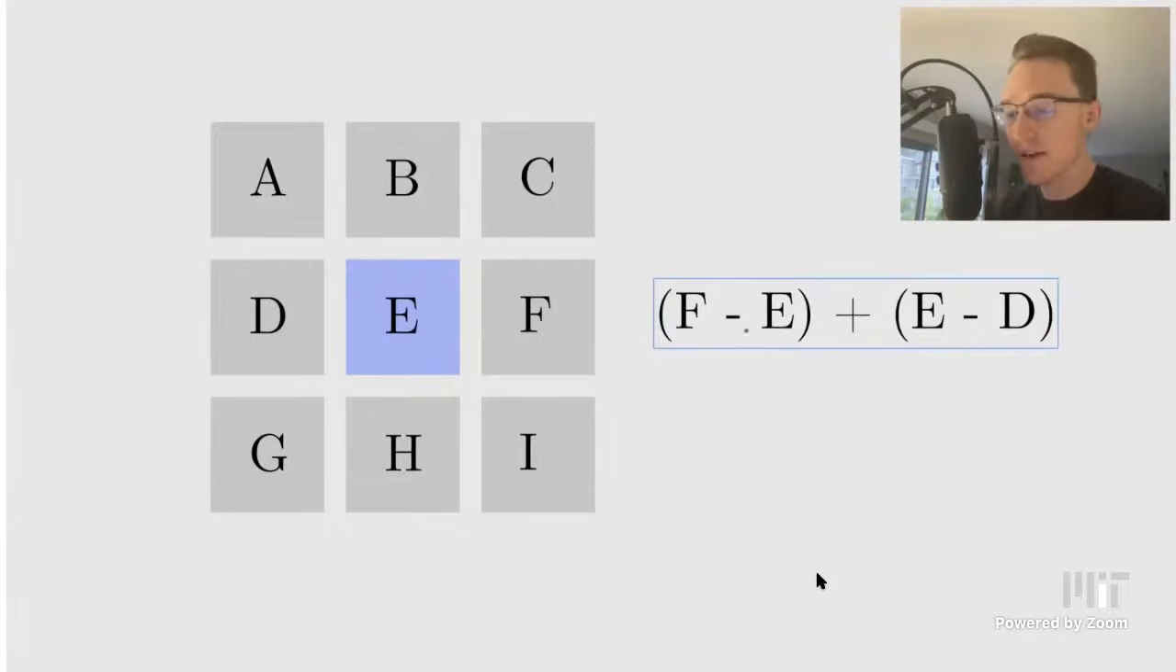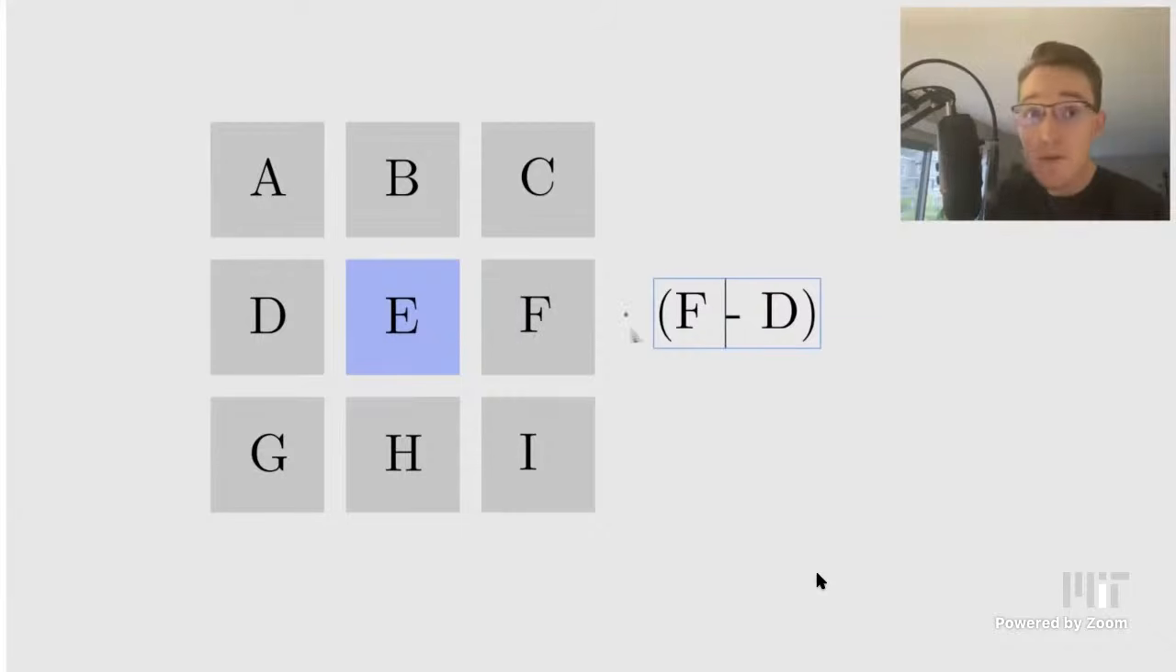It doesn't really matter in absolute terms. All we care about at the end is the relative terms. What's the relative change around one pixel compared to the amount of change around another? And if you look at this, of course, we can just cancel out the minus E and the plus E going on. So it's just taking this right value minus the left one.